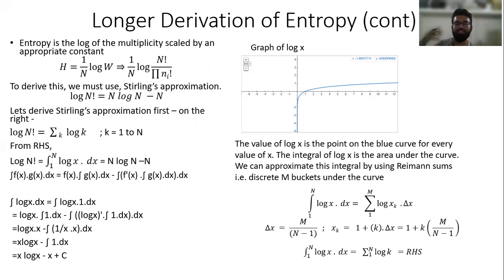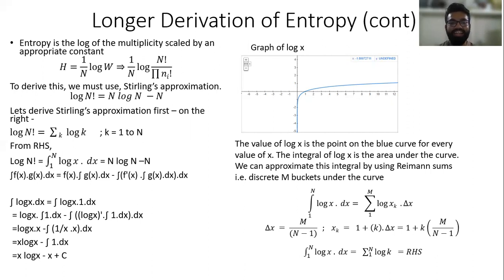So you have H, which is entropy, which is equal to 1 over n times log W, W being the weight of the macrostate or the multiplicity. And that expands to 1 over n times log of n factorial divided by the product of each of the microstate factorials. Now we can stop here, but why shouldn't we continue until we reach something beautiful?